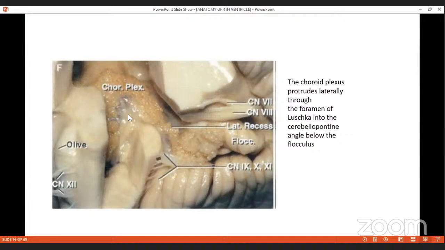So this is the choroid plexus in the inferior slope of the roof of the fourth ventricle. This choroid plexus, which forms the inferior slope of the roof, projects laterally and hangs out of the lateral recesses, as we can see here. And posterior to it would be the flocculus of the cerebellum.